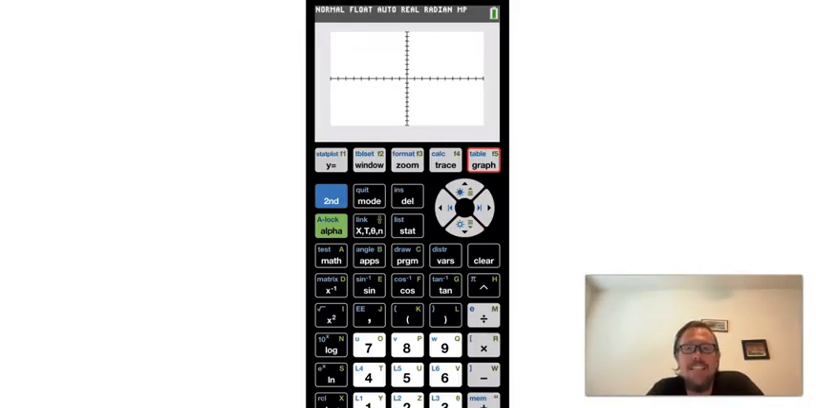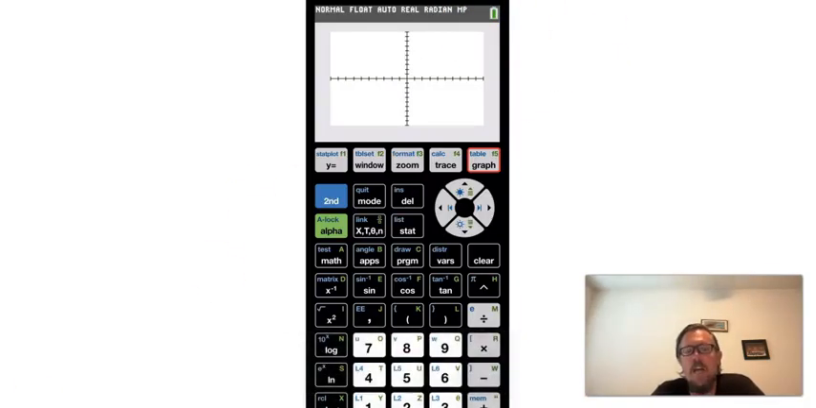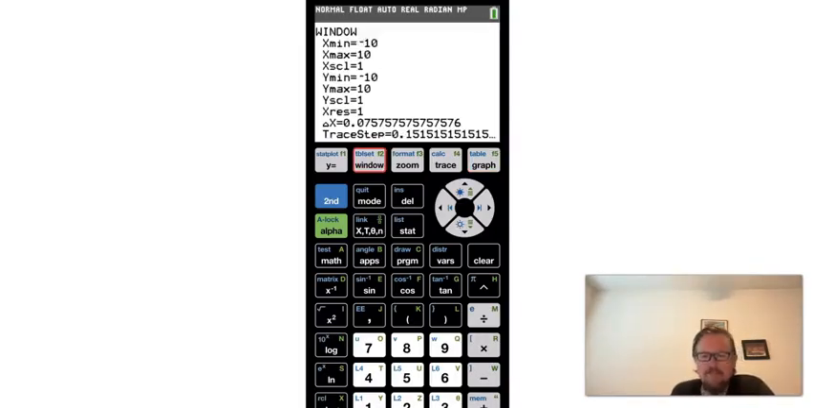Now I don't see anything on here, and that's because by default, my graph goes from -10 to +10 on the X and Y axis. And my first point was 115. So my first point is going to be up higher in the first quadrant than what I can see. Okay, so I need to change my window. So I'm going to press my window button.